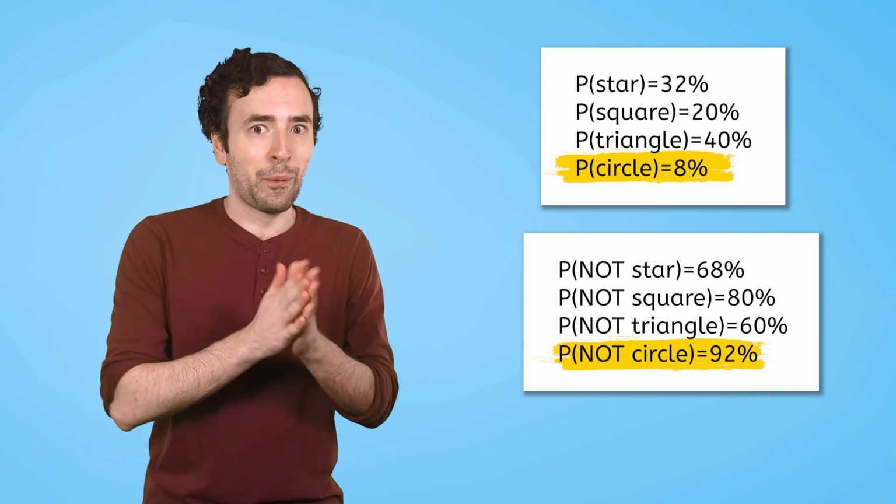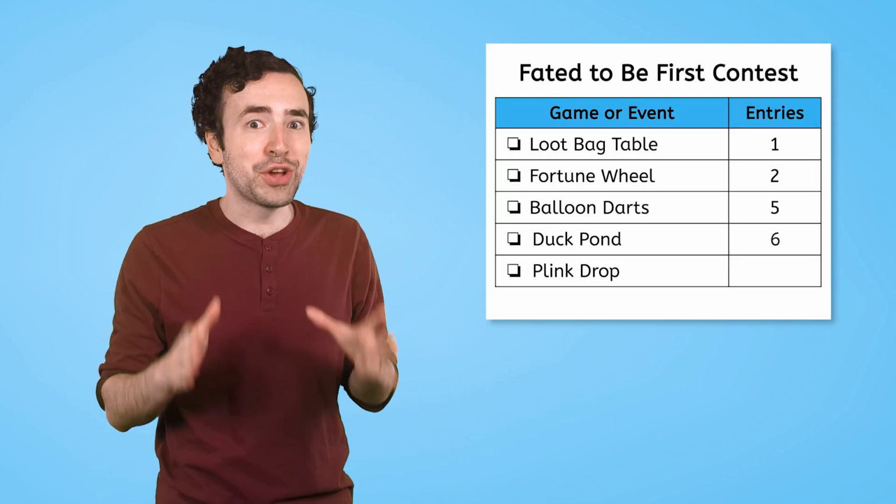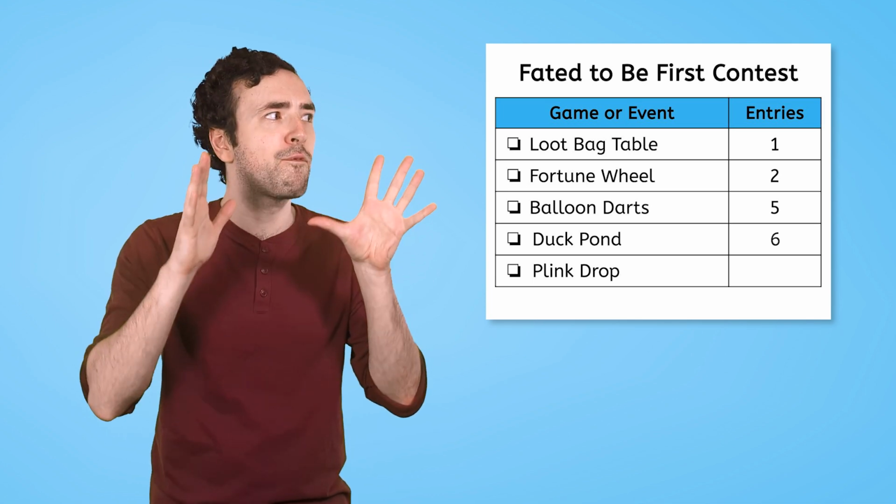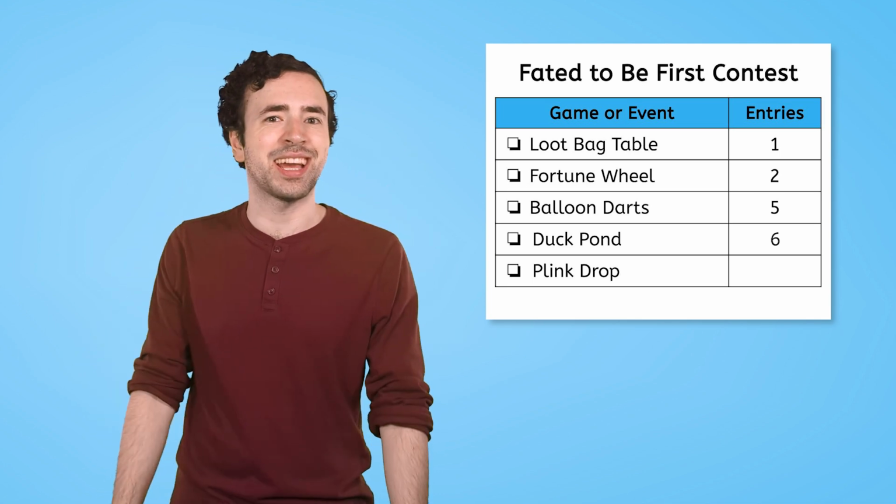Ooh, it's my turn. Wish me luck. I got a duck with a star mark. The woman at the booth said that it was worth 5 entries. Add that to my extra entry for correctly predicting that I would not get a circle mark, and that makes 6 total entries from that duck pond. That brings my total to 14 contest entries.